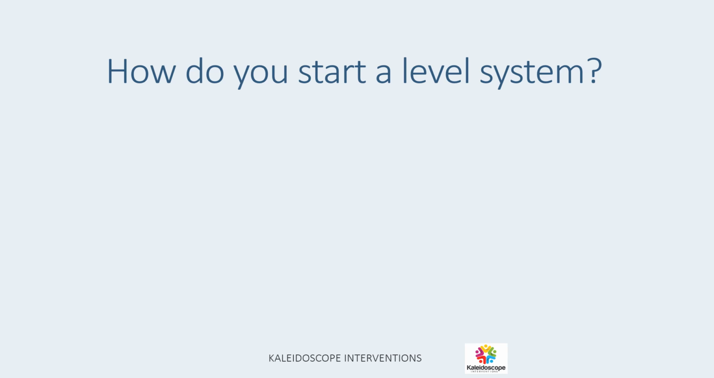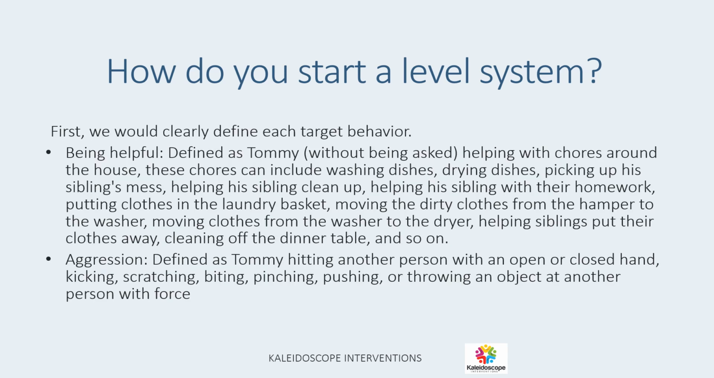So, how do you start a level system? First, we would clearly define each target behavior. Target behaviors include appropriate behaviors that will move the client up on the level chart, and target behaviors can also include inappropriate behaviors or undesired behaviors that would move the client down a level on the chart.